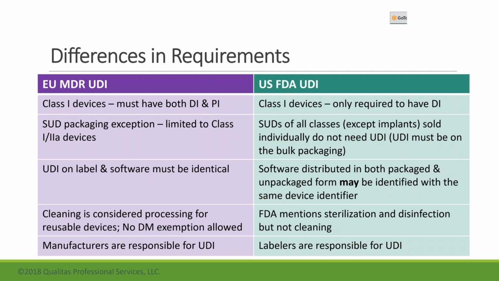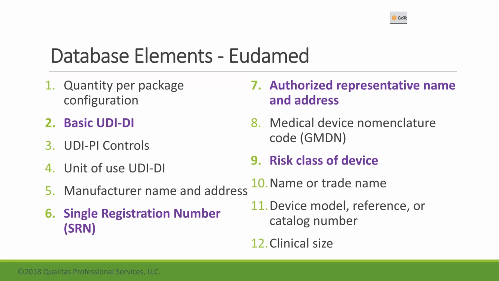But remember that the labeler for the US does not necessarily mean that entity that is physically applying the label to the product. It's still going to be the person who's legally responsible for the labeling information. So slightly different, and you have to look at terms and definitions and how they differ between the quality system regulation for the FDA and the EU MDR, but just keep that in mind, especially as you're writing your procedures, your SOPs for UDI at your organization.